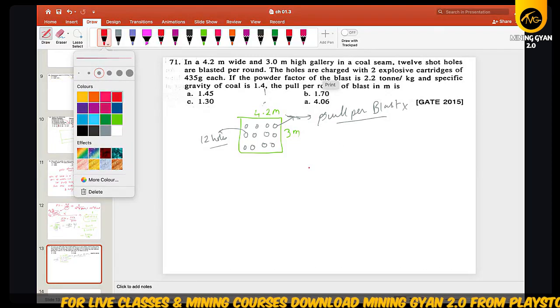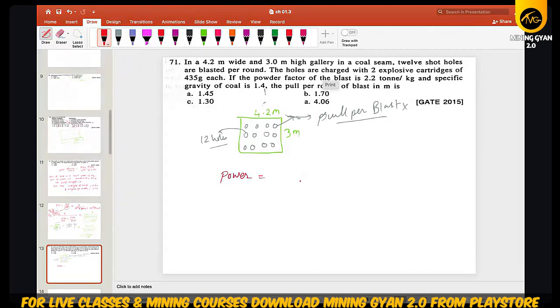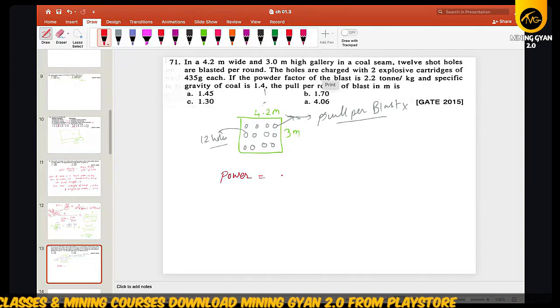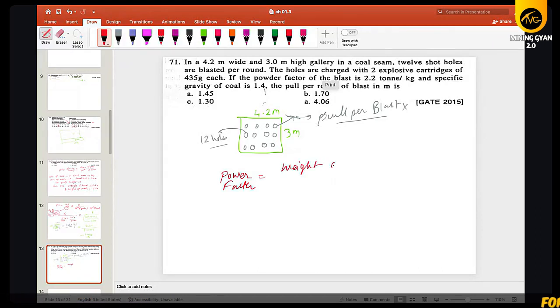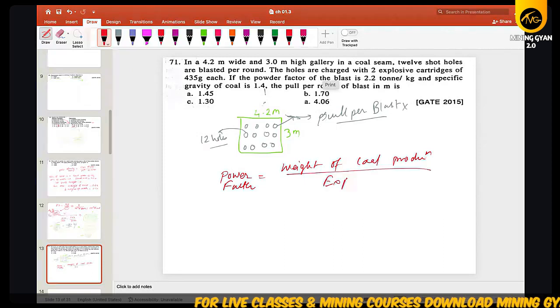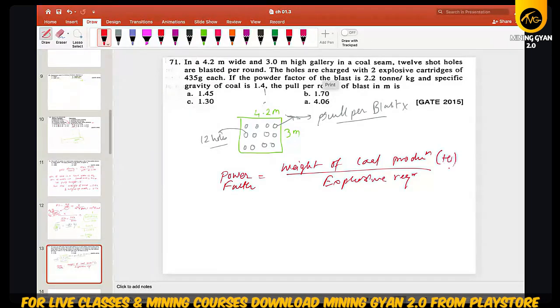So they must have given us the powder factor. Everybody knows the powder factor, it has come so many times by now. What is the powder factor? You should remember the formula, because definitely one or two questions are asked in many examinations. So it is the weight of coal production divided by the explosive required, in kg.